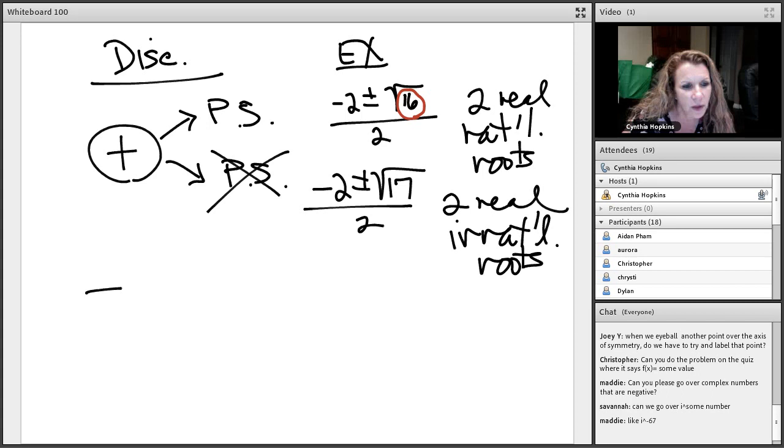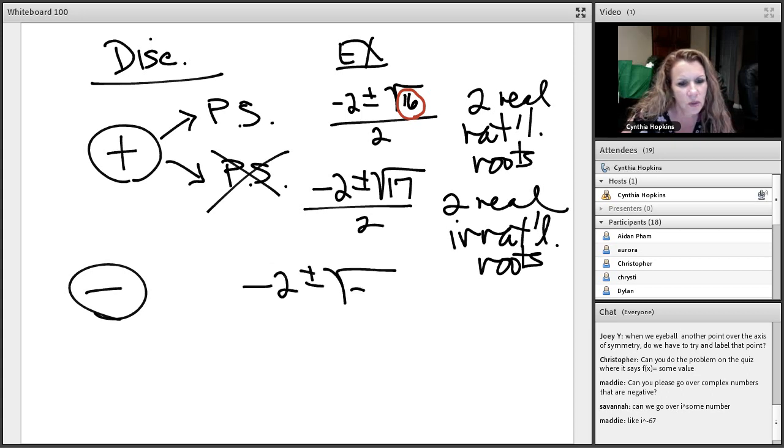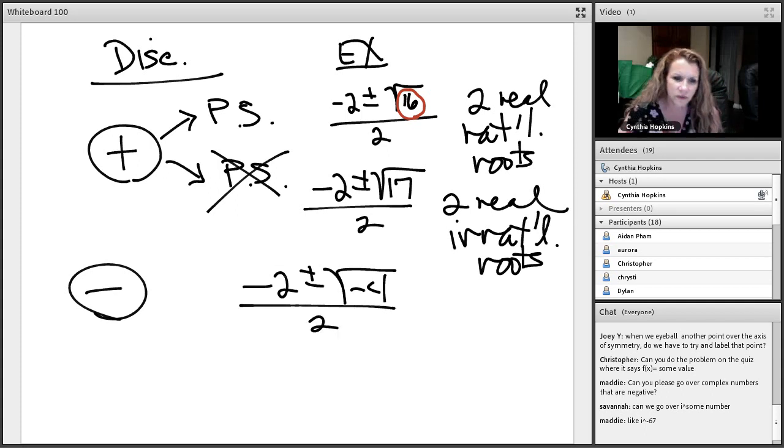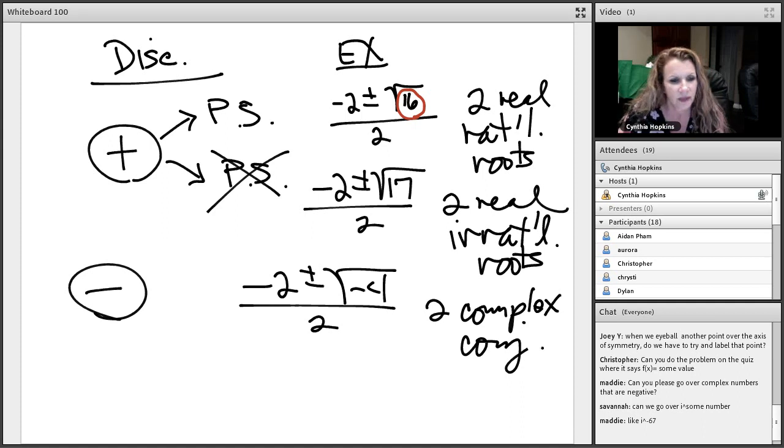A third possibility is that the discriminant is negative, and here's my example: -2 plus or minus the square root of -4 all over 2. When you go to simplify the square root of -4, you get 2i. Those are complex conjugates. So 2 complex conjugates.